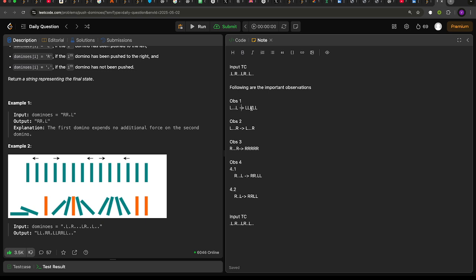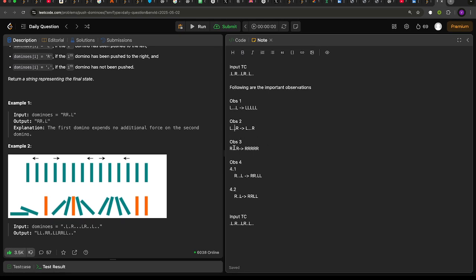So in that case, what will happen? All the middle dominoes will fall toward the left, right? Because there is no one which can push them toward the right. And similarly over here, we have a left push domino on the left side and a right push domino on the right side. So these dominoes also will not get impacted, because no one can impact them. The left one will fall toward the left and the right one will fall toward the right. So this will remain the same.